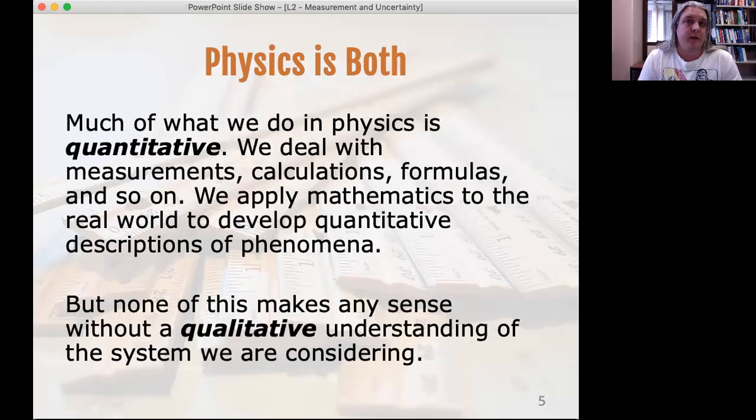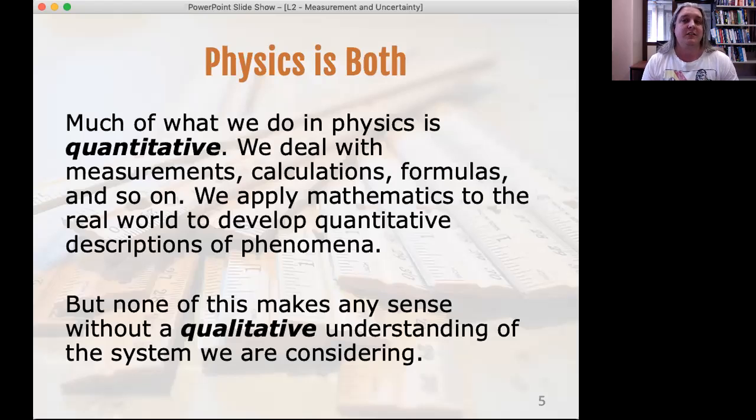Physics is a bit of both, as is any science, right? Any science is a bit of both. Much of what we do is quantitative because we're going to go and measure something. We're going to do some calculations. We're going to derive formulas. We're going to use maths to develop models that apply to the real world, and then we're going to get quantitative descriptions of different phenomena.